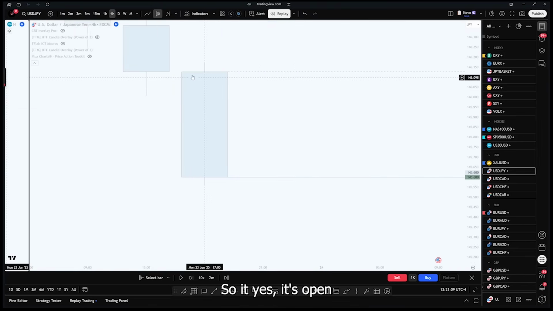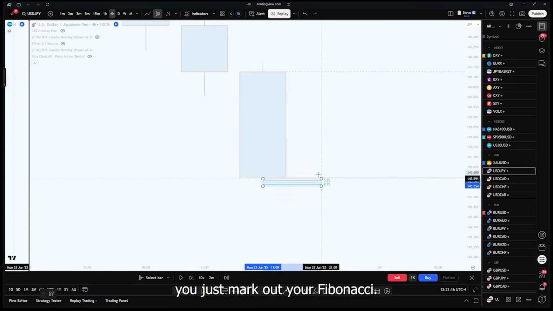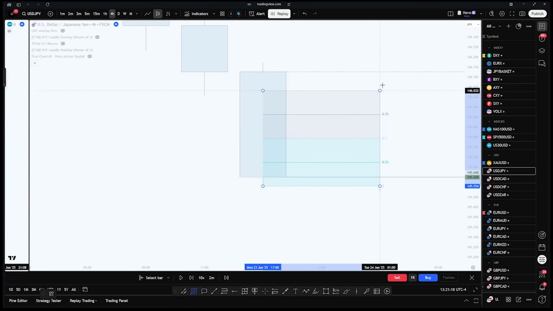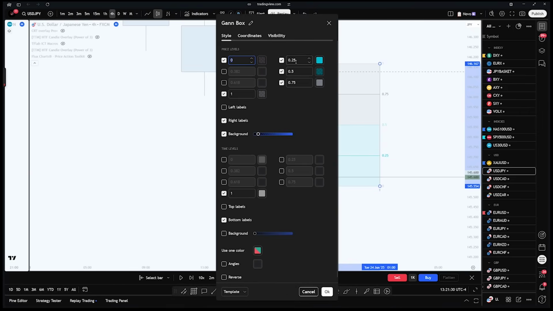This is a bearish candle, so here's its open and there is its close. Now, the best part is you just mark out your Fibonacci. I specifically use a Gann box to get these levels. And as you can see here, once again, it is just my basic 0, 25, 50, 75 levels.